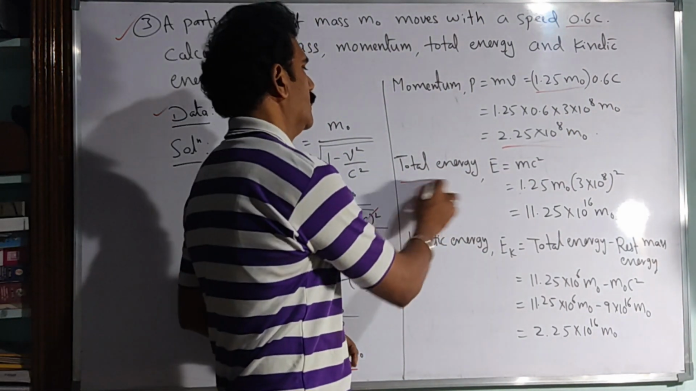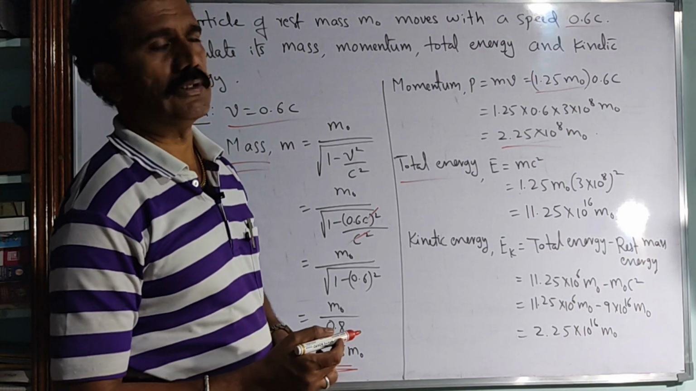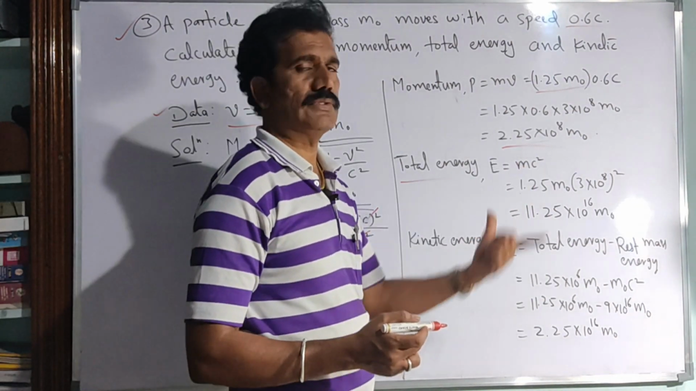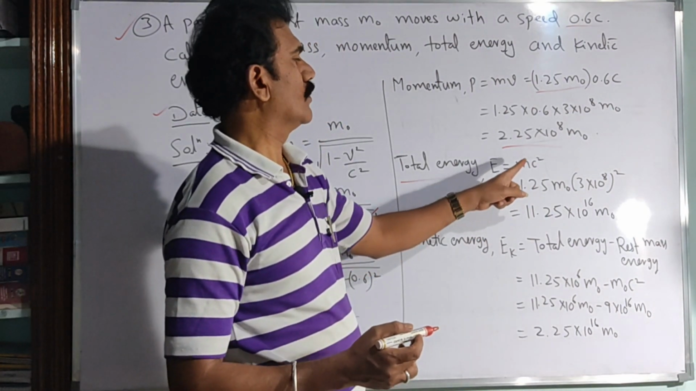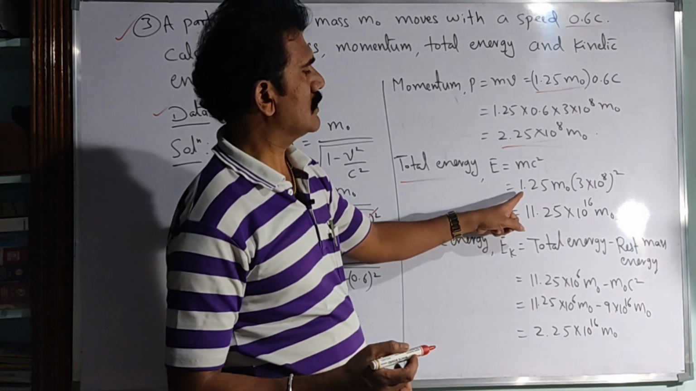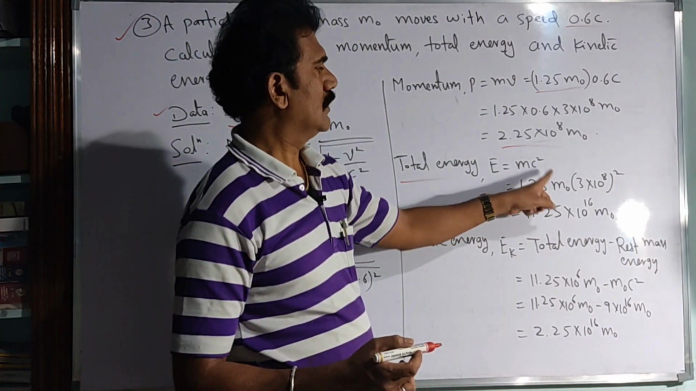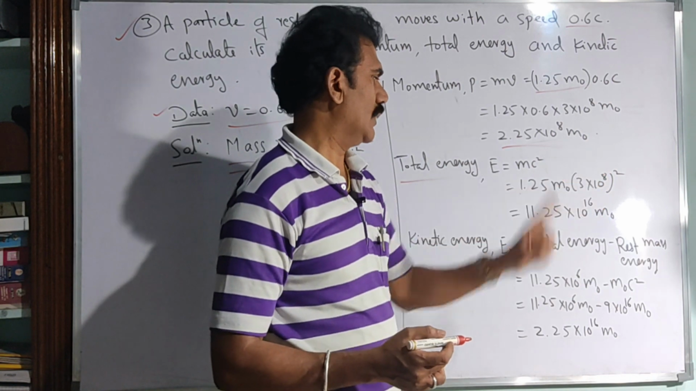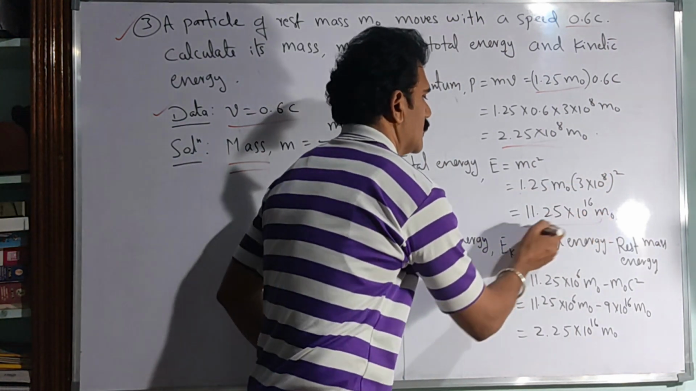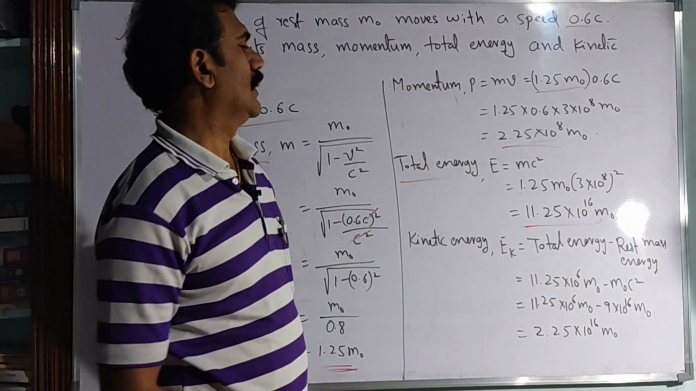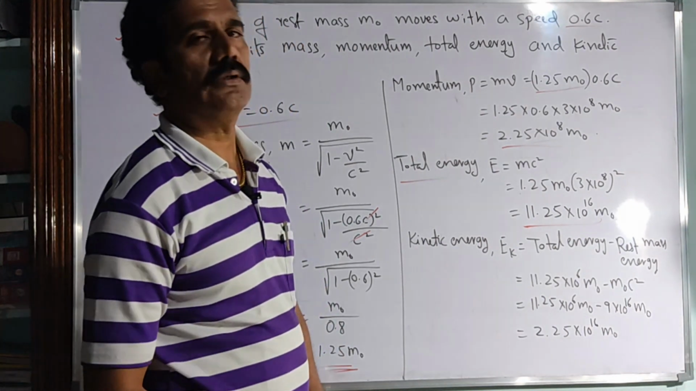Okay, and then the next parameter is total energy. So E is equal to mc square. Formula is E is equal to mc square. Substitute again relativistic mass 1.25 m naught, c square is 3 into 10 power of 8 whole square. Okay, so that you will get the energy in terms of rest mass is 11.25 into 10 power of 16 times of m naught.